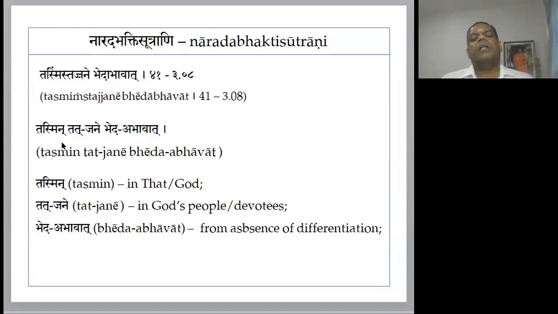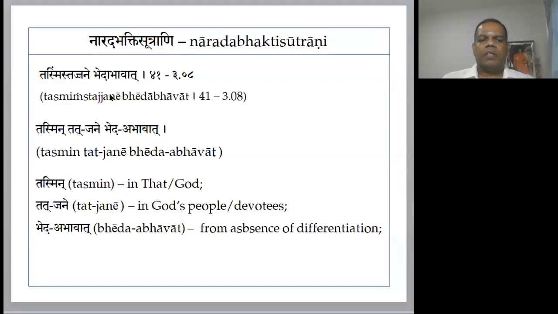Then the second one is a samasa. Tat jane. The t becomes j because it's followed by ja. It transforms itself into a half ja, or ja without a vowel. So that becomes tajjane. Okay. So that's the sandhi.